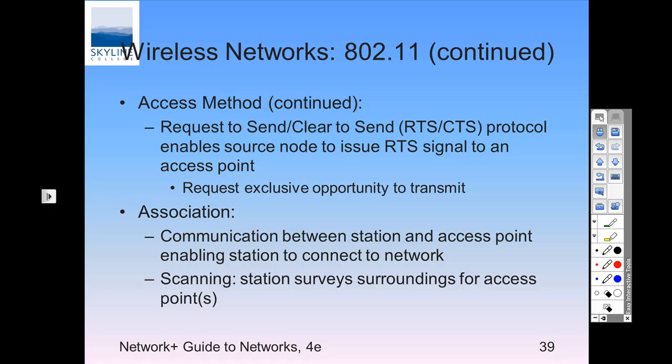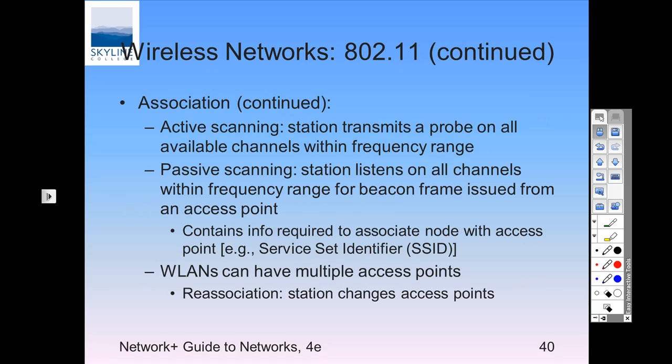Associations: the communication station and access point connect to the network. In scanning, the station surveys the access points, and you've seen that. How many are available? You click on it, it's either secured or not secured. And if it's secured, you've got to put in a key code of some sort, depending on which protocol you use as we go through those things.